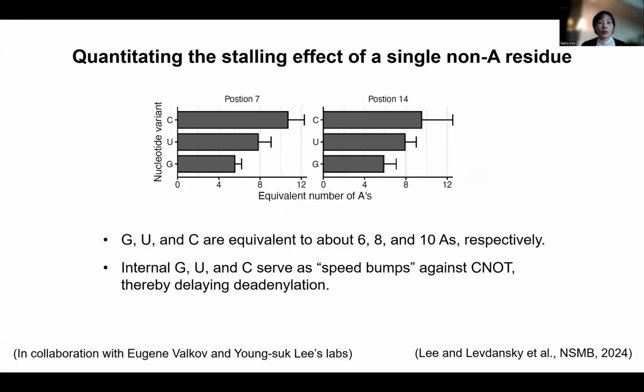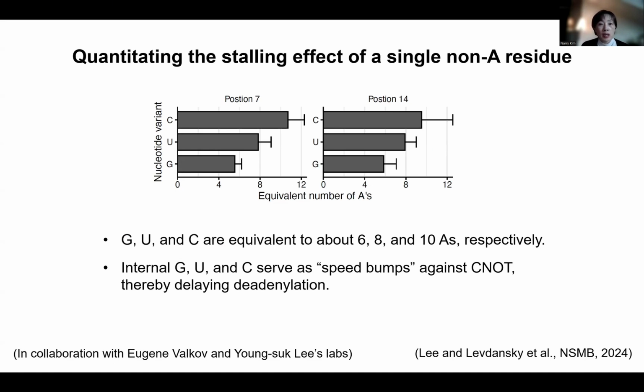So by quantitating these gels and through mathematical modeling, we could quantitate the summed effect of a single non-adenosine residue on stalling the deadenylation. So, for instance, a single guanosine is equivalent to about 6 adenosines. Uridine is equivalent to about 8. C is equivalent to about 10 adenosines respectively.